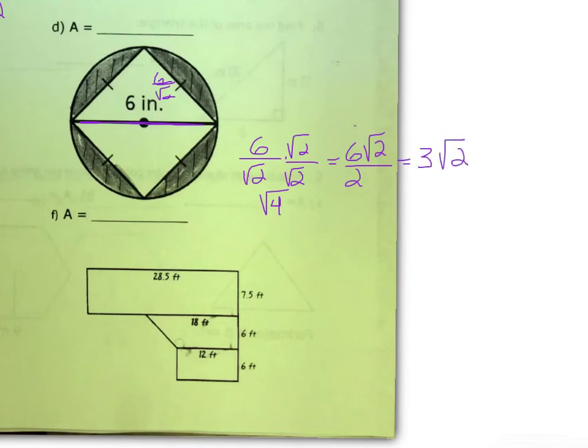So every time you have the leg and you want to get to the hypotenuse, you multiply by square root of 2. But if you're going backwards, then you have to divide by square root of 2, and then you have to rationalize. So that's the length of the side of the square.